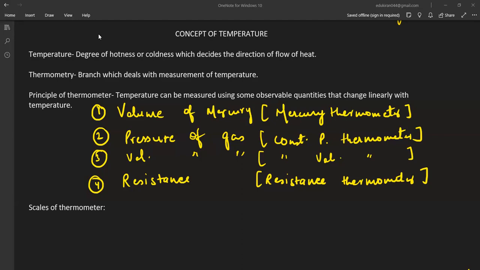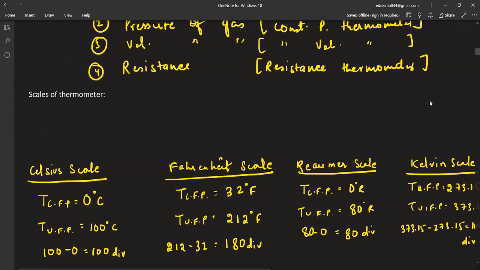According to the pressure, volume, resistance, you have different types. The volume of mercury gives the mercury thermometer, which we usually use. Then there are the constant pressure thermometer, constant volume thermometer, and resistance thermometer. These we usually do not use, but these types of thermometer exist. Now, calculation of thermometers. How will you calculate?